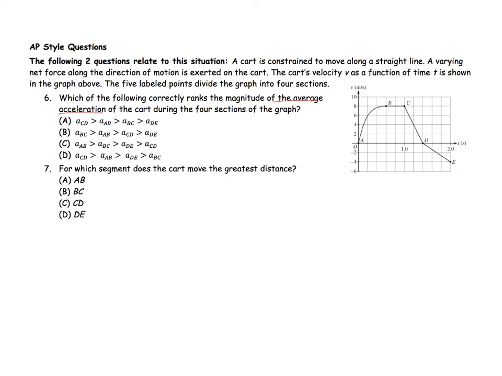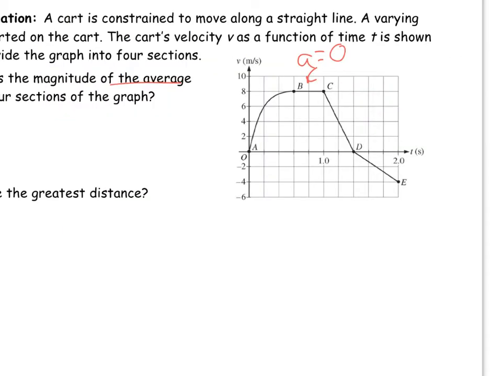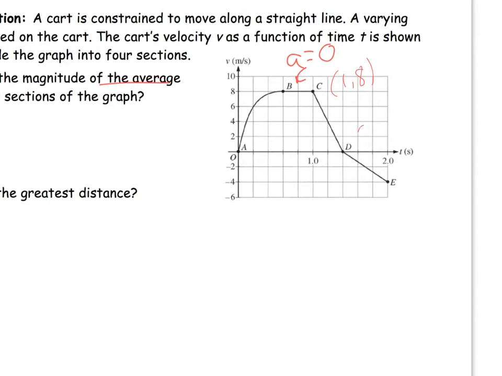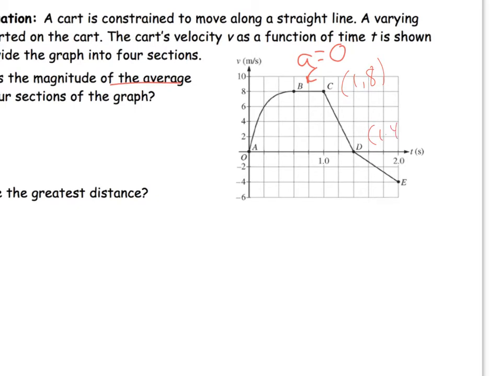We know that for a velocity versus time graph, acceleration is the slope, so that's what we're looking at. I'm going to calculate the slope for each one of these segments. For B to C, skipping to the easy one first, my slope is 0. I'm going to zoom in a little bit and move on to the slope from C to D. At C we have the point 1, 8, and at D we have the point 1.4, 0, because each one of these blocks is 0.2. So I find that my slope here is negative 20 meters per second squared.